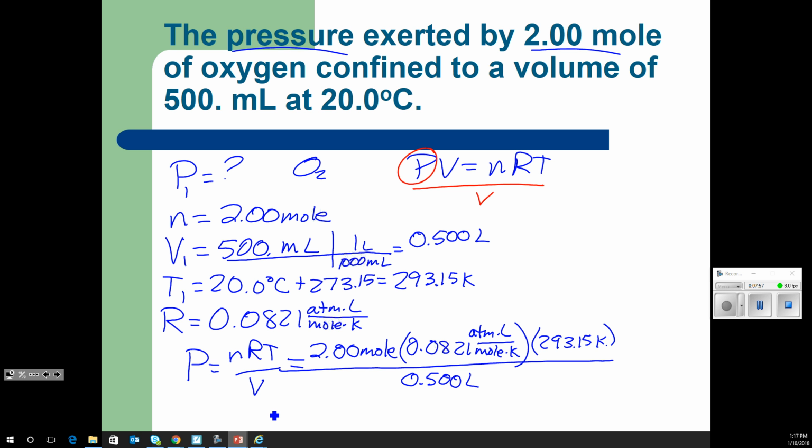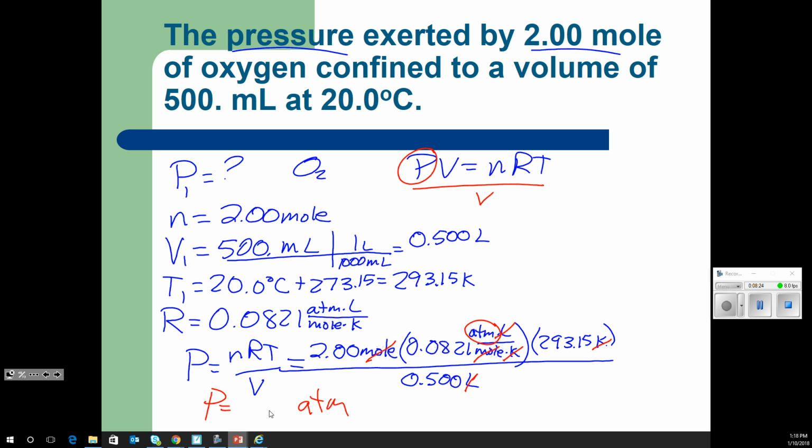0.500 liters. Now at this point, even before I grab my calculator, I double check the units. They've got to cancel except for pressure, which is in atmospheres. Moles cancel with moles. Kelvin, Kelvin. Liters, liters. And I am left with atmospheres. So I know that I've got it set up right. So pressure in atmospheres, somebody calculate that through. We need 3 significant figures.